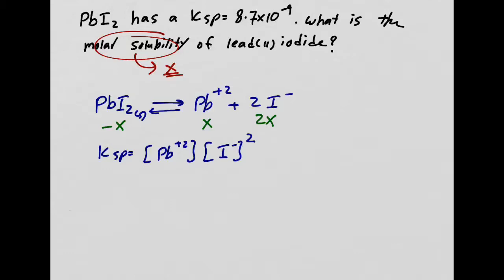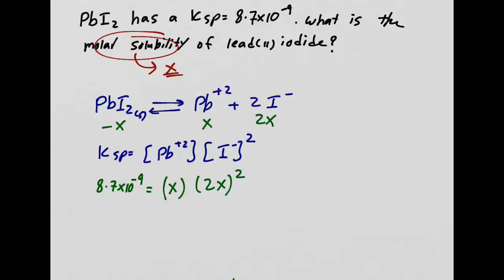Now in this problem, Ksp is given to you. What is Ksp? It is 8.7 times 10 to the minus 9. Now Pb is x. I don't have that, right? Now I minus is 2x. But don't forget, the 2x is basically the concentration. The x is the concentration, but I still have to do it to the power of 2. That doesn't change, because 2x just means this is the iodide concentration. x means this is the Pb plus 2 concentration. Okay, so you still have to do it to the power of that.